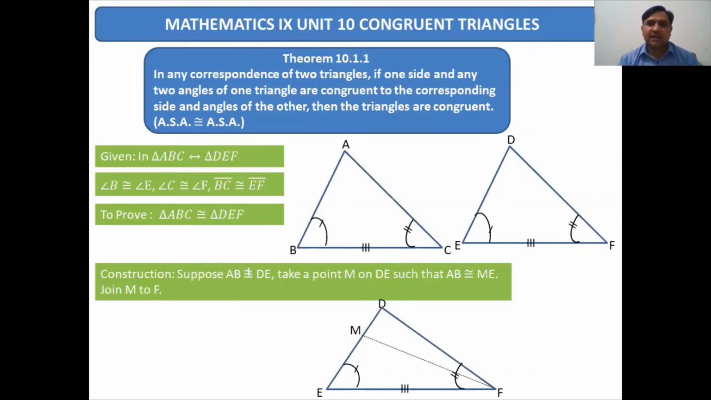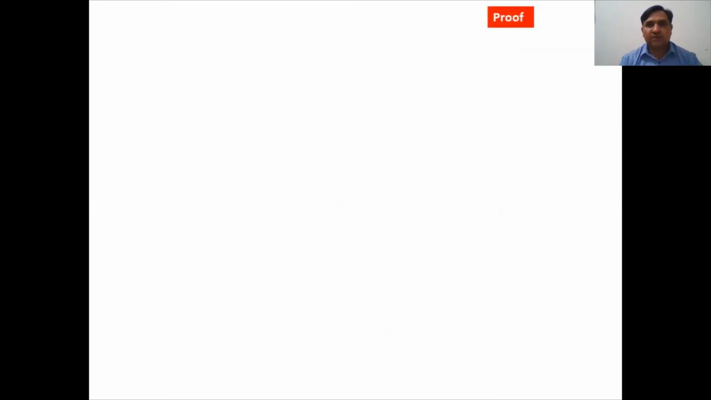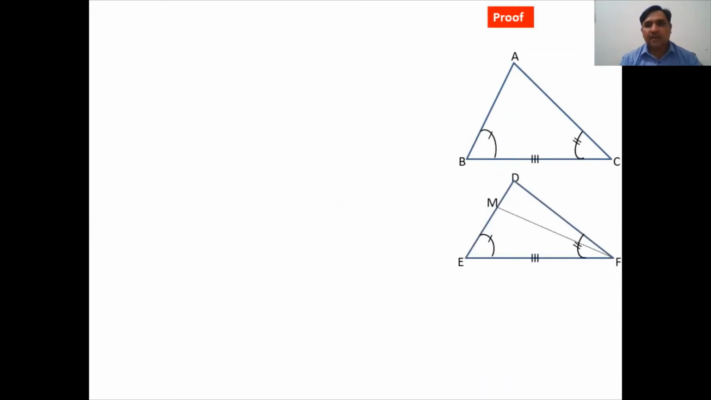What is our construction? We suppose that this side AB is not congruent with side DE. So, and we take a point M on side DE such that this AB is congruent with ME. So we have taken a point M, and this ME is equal to AB. So now we have to start the proof. So this is triangle ABC. Now this is triangle MEF.